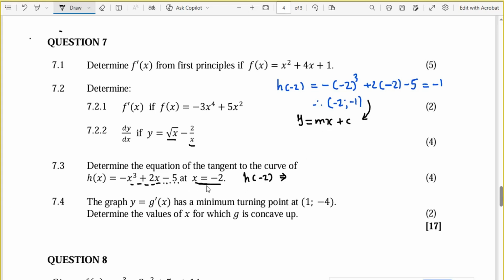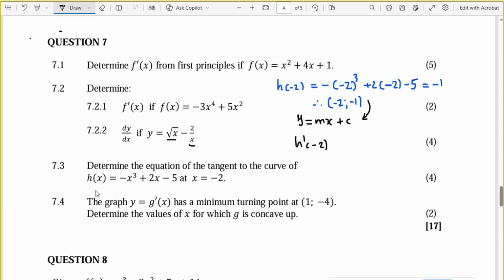We know that to find the gradient of a tangent at a point, we find the derivative and then we substitute that x value to find the gradient. Do you understand? So we need to find the derivative of that h. After having my derivative, I'm going to substitute where there's x, I'm going to put -2.